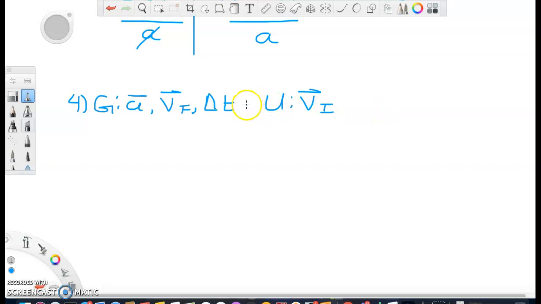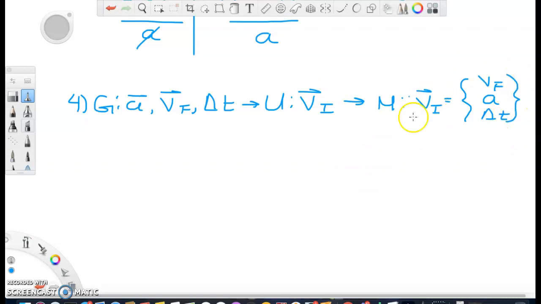Our goal, of course, is that we're going to want to manipulate our equation for something like v initial is equal to some expression that involves v final, acceleration, and delta t in some way, shape, or form. So this is our goal right here.